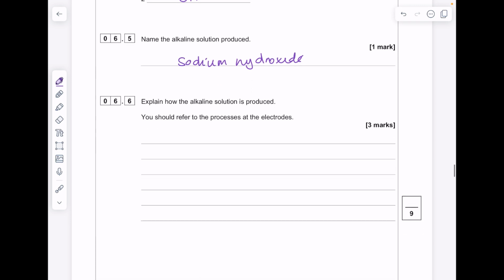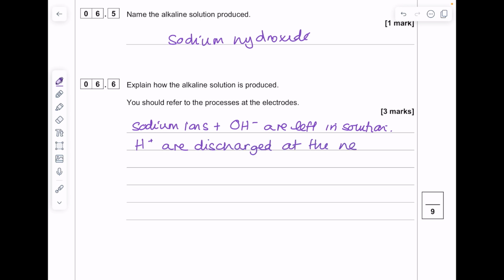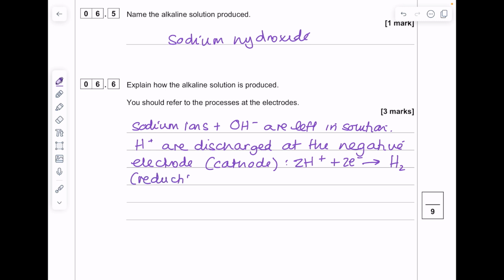Explain how the alkaline solution is produced. You should refer to the process at the electrode. So I'm just going to write exactly what I've just been talking about. We're going to say that sodium ions and hydroxide ions are left in solution. Hydrogen ions are discharged at the negative electrode, which remember is the cathode. Let's write that half equation. So our hydrogen ions form H2 gas, and that's reduction because electrons have been added.